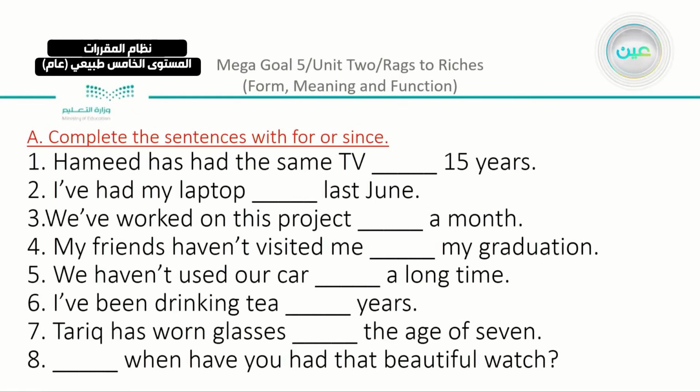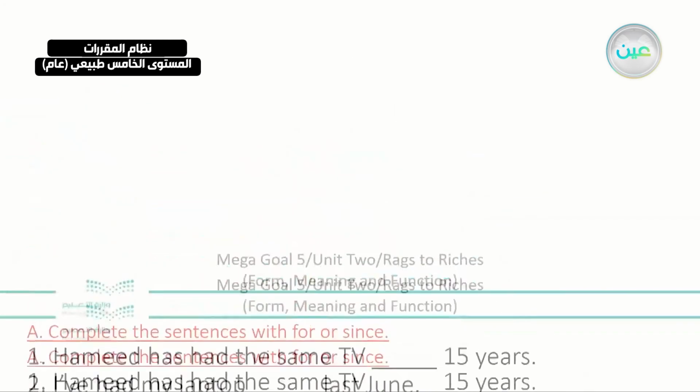Now here we have a complete the sentences with for or since. Now just see the end or after the blank. What do you have? Is it something that is counted, which means that you will use for? If it is a period of time, you will use since. So doing it together, let's just do it quickly.